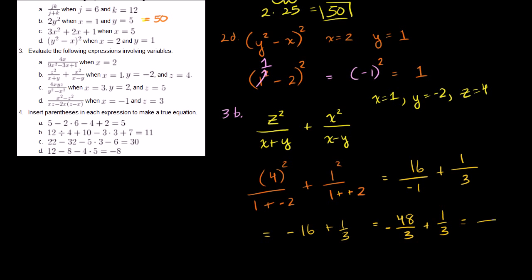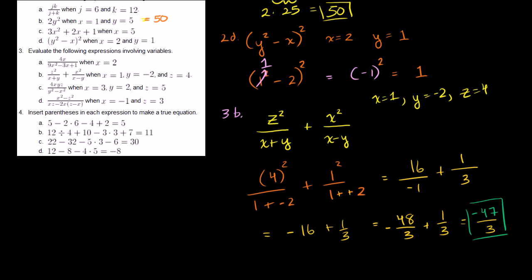We have a common denominator now, 3. Negative 48 plus 1 is negative 47. So our answer is negative 47 over 3.